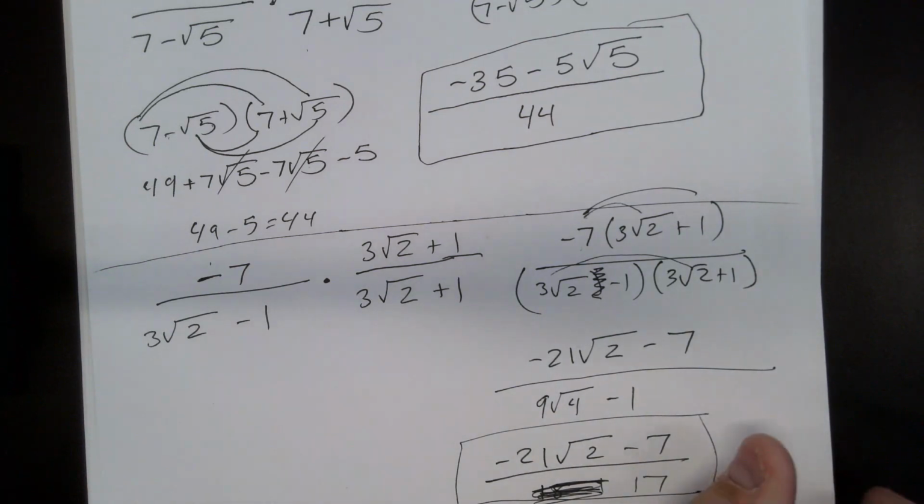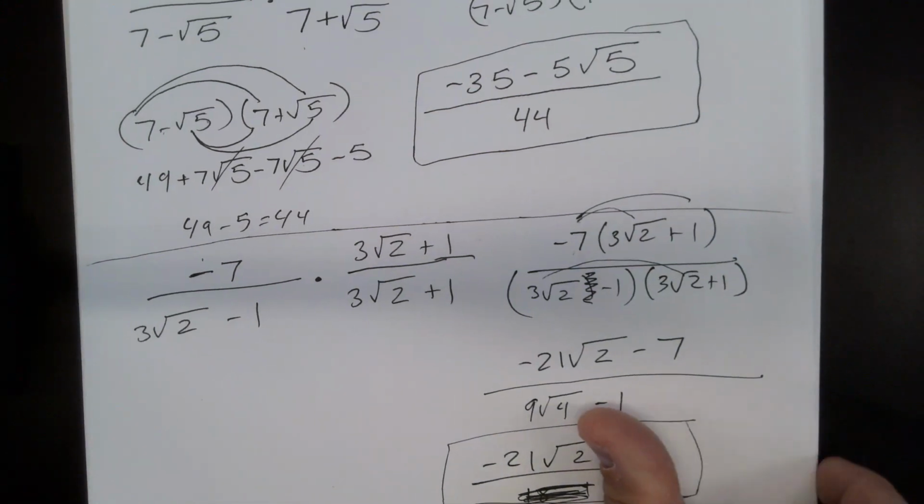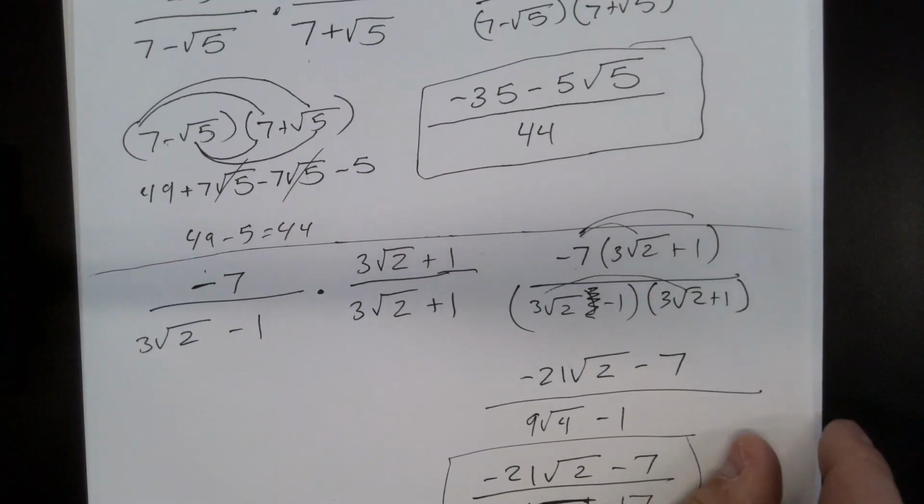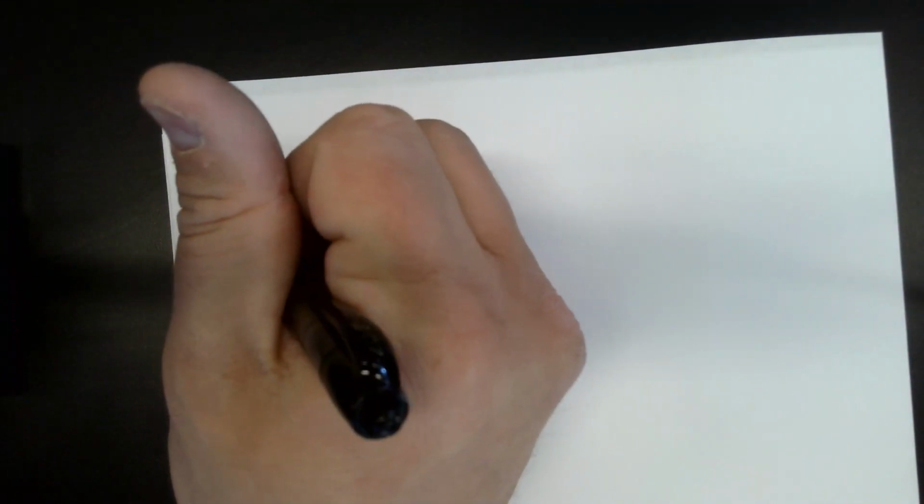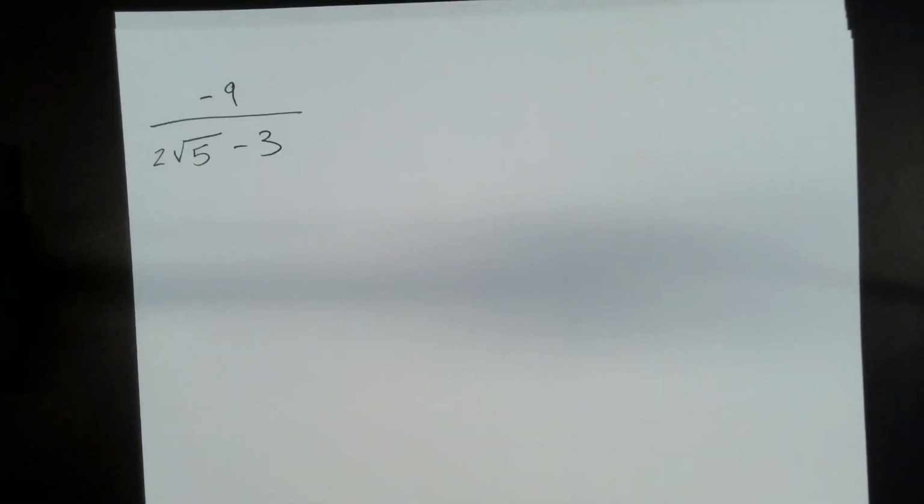Okay, I'm going to let you guys try it on your own. You guys ready? I hope so. Here we go. -9 over 2 square root of 5 minus 3. Try to do that one on your own. No, it's the same. Just different numbers.